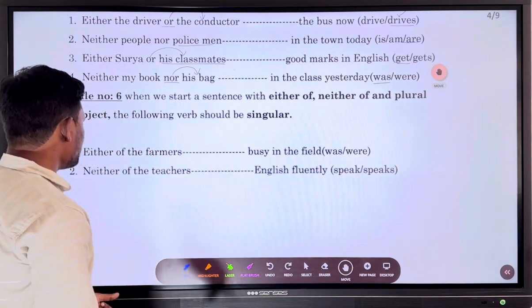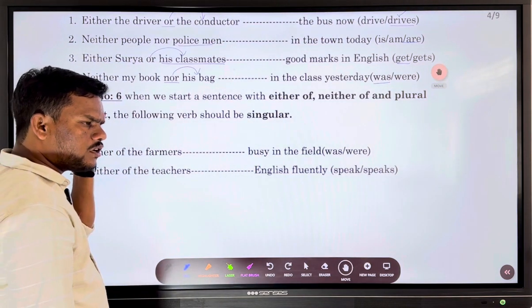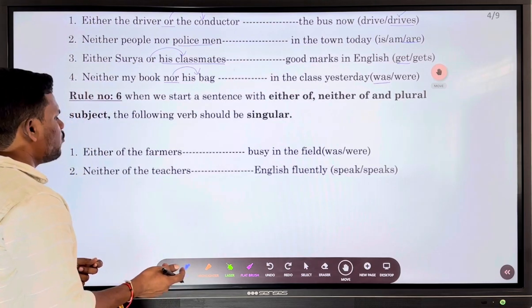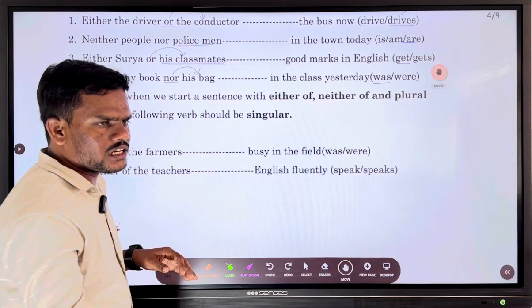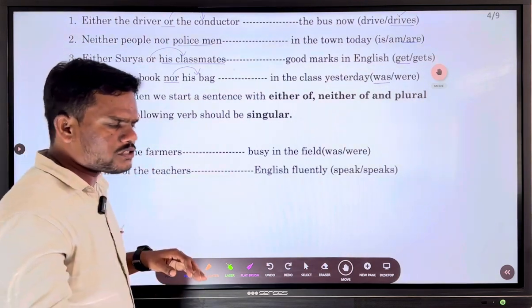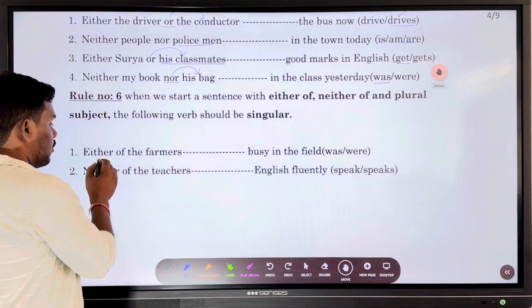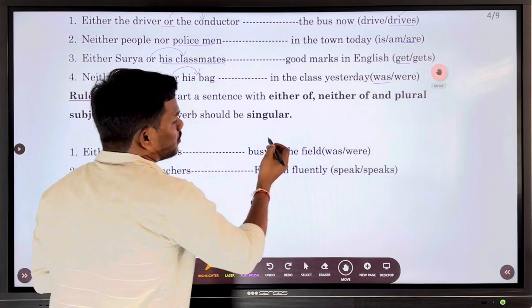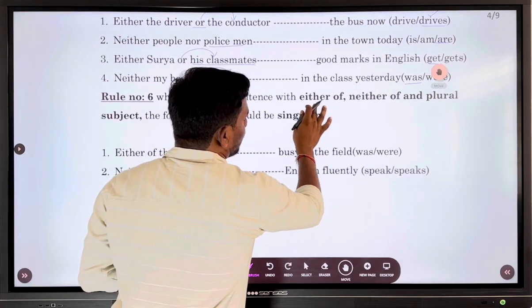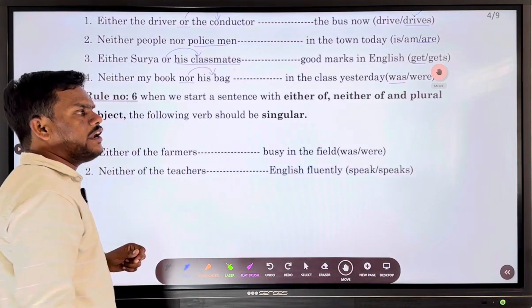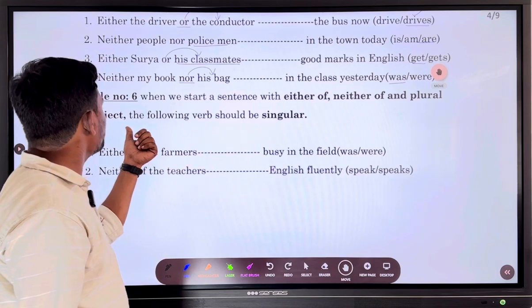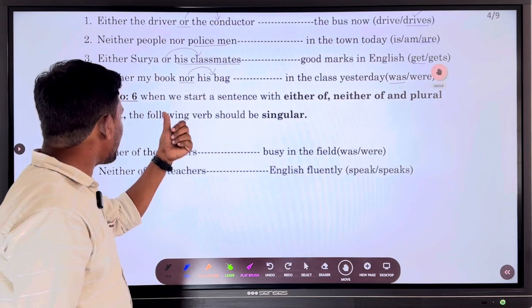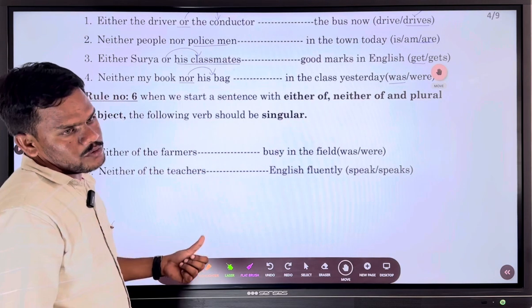Most of the people say, in the previous rules, we discussed that if the subject is singular, the verb is singular, and if the subject is plural, the verb also should be plural. But when we get some words like either of, neither of, and none of, there is another one, none of and one of also, the following verb should agree with the singular verb only.